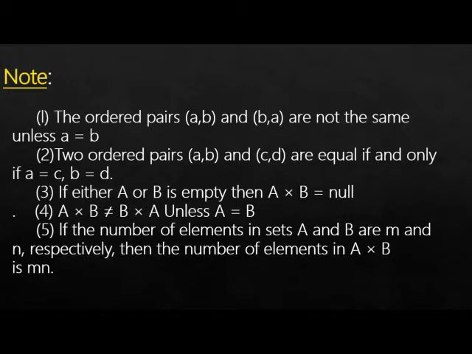For example, if the set A contains 5 elements and the set B contains 3 elements, then 5 threes are 15. So it means that 15 elements are going to be there in the Cartesian product of A to B or B to A.